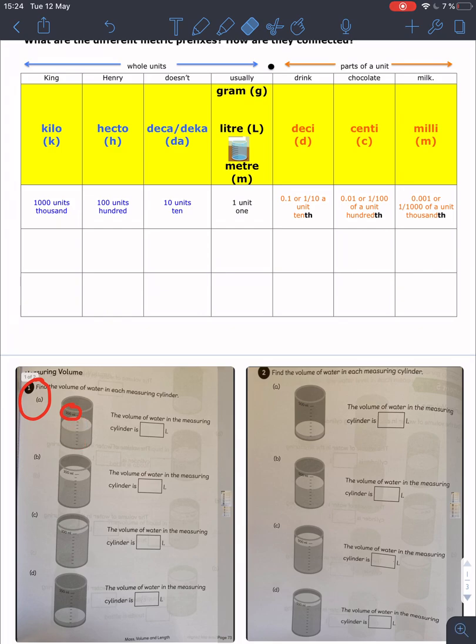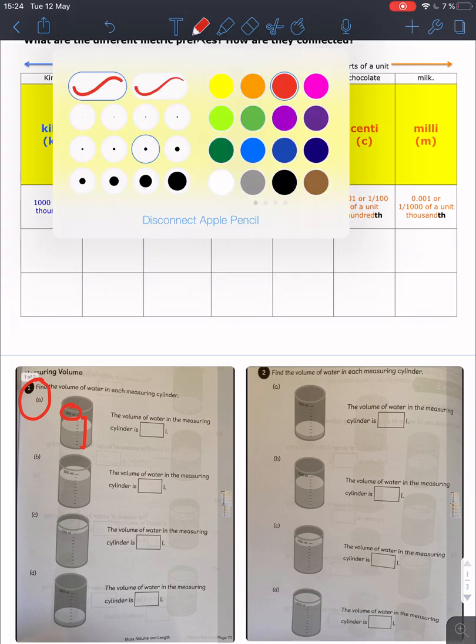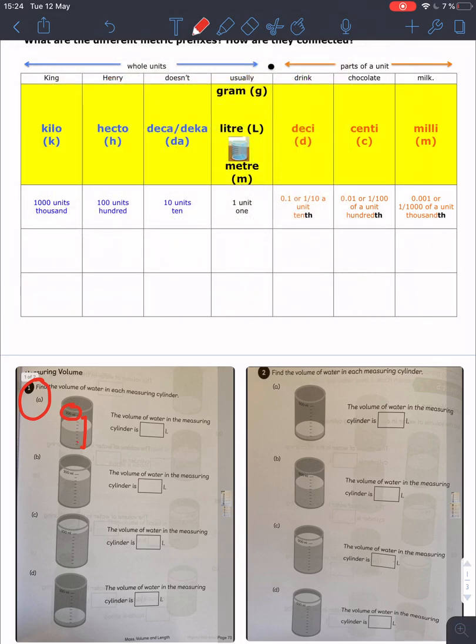So I know that each of these little tick marks is equal to 1/10 of 100 milliliters. A tenth of 100 milliliters is 10 milliliters. And I can see here that there are 1, 2, 3, 4, 5 of them. So therefore there are 5/10 of 100 milliliters, or 50 milliliters. Now, I would be making a mistake if I wrote here 50. Do you know why?